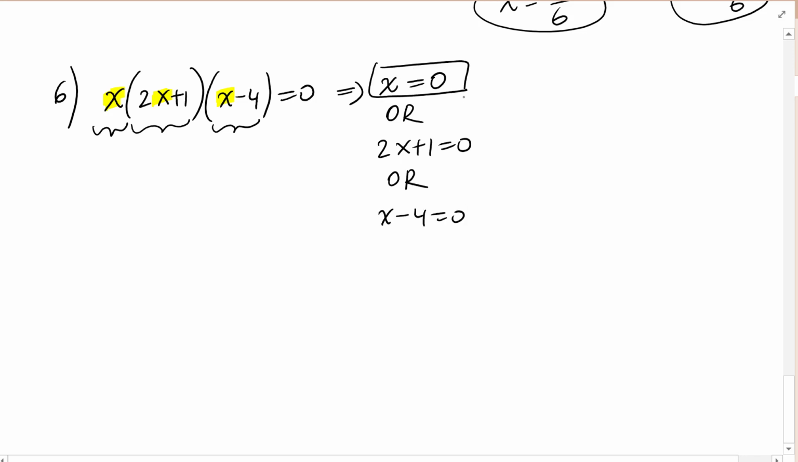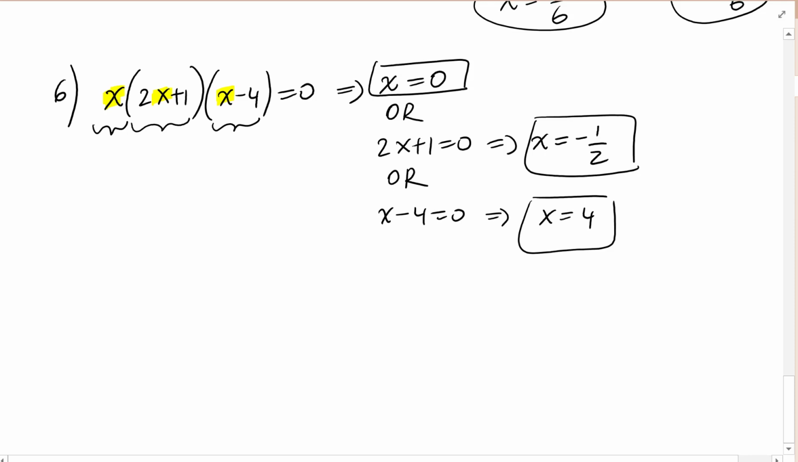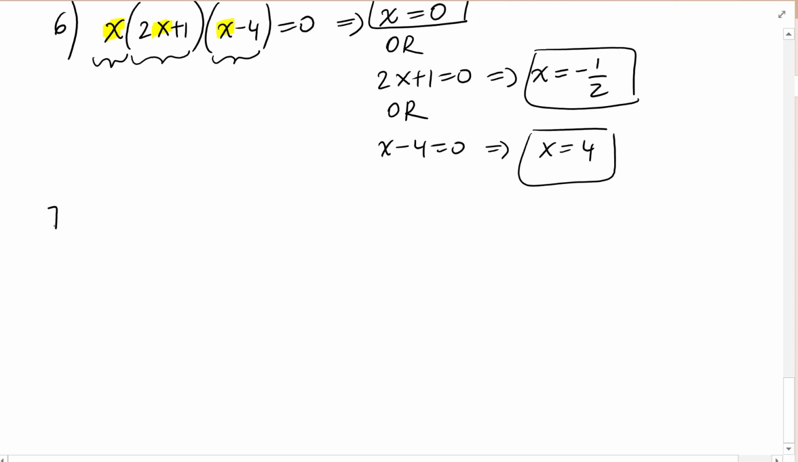So x equals 0, it's one of the solutions. This one means x equals negative a half, and this one means x equals 4. So we got 3 solutions. So having this problem done here, let's take a look at a problem that is not quadratic, is actually a cube.